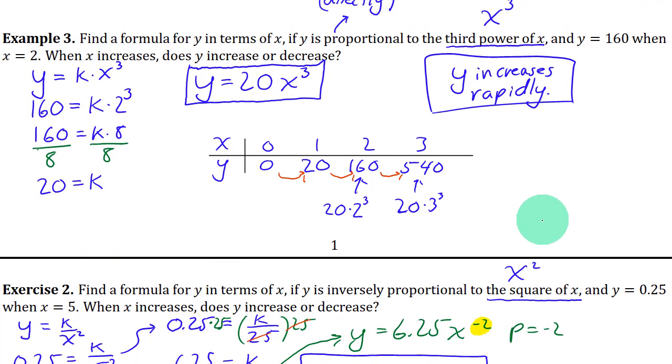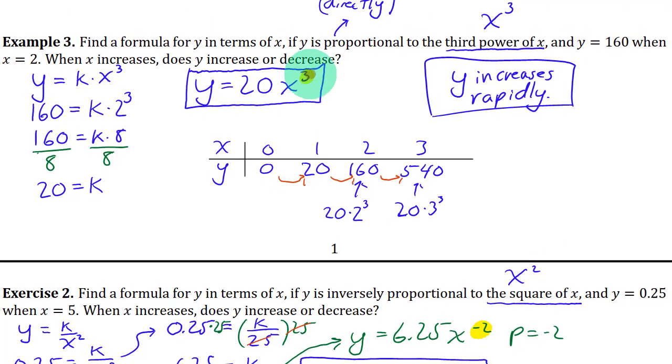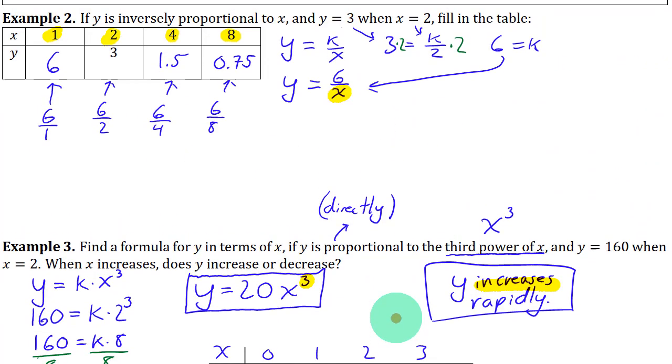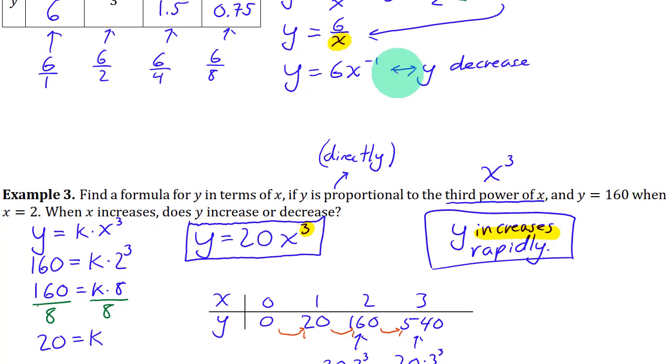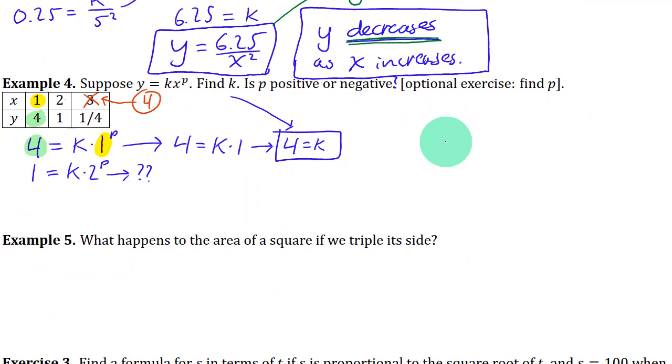So what about over here? When p is positive, like here we have p is 3, it makes y increase. Here, when we have y equals 6 over x, you could write that as y equals 6x to the negative 1, and that makes y decrease. So if y is decreasing, you can see that happens when the x to a positive power is in the denominator, or if it's x to a negative power, which means the same thing. So in this case, y is decreasing. So that means that p is negative.